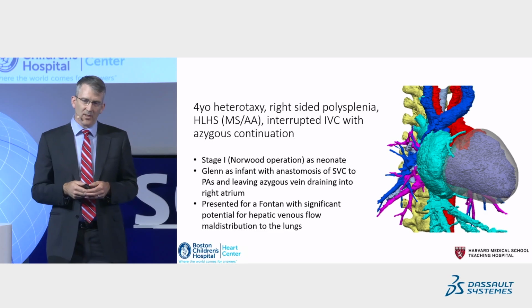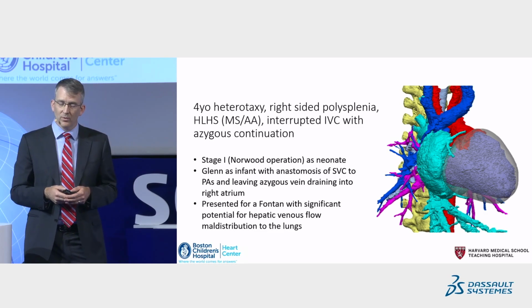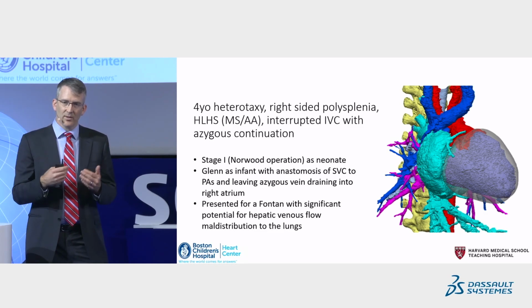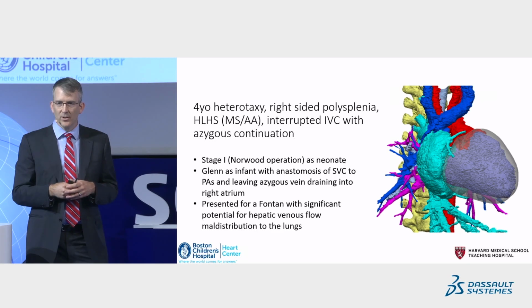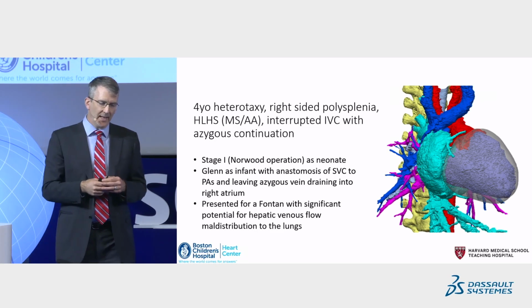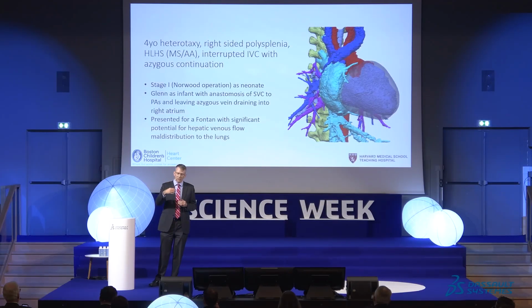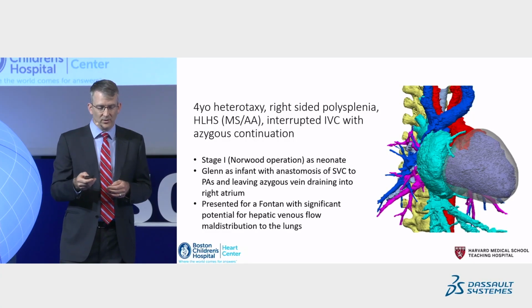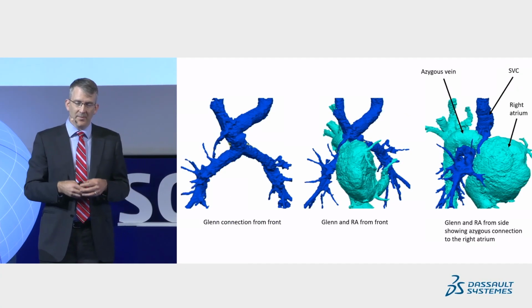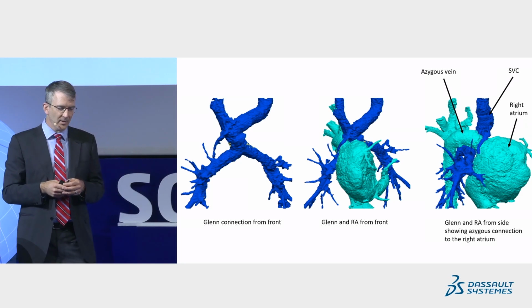As a newborn, this patient underwent a stage 1 operation, or a Norwood, and then as an infant underwent the second of the 3-stage operation to get to the Fontan circulation, where we did a Glenn connection, connecting the superior vena cava to the pulmonary artery, and then leaving the azygous vein in place. And now this patient's 4 and ready for a Fontan operation. But the challenge is we know they have significant potential for hepatic venous flow maldistribution to the lungs. And so we made a 3D model of this patient's anatomy from their MRI.